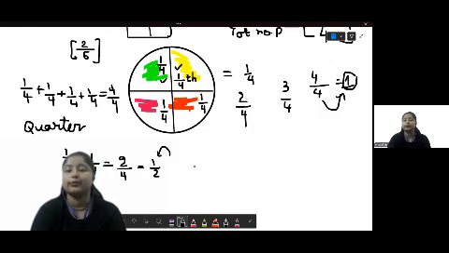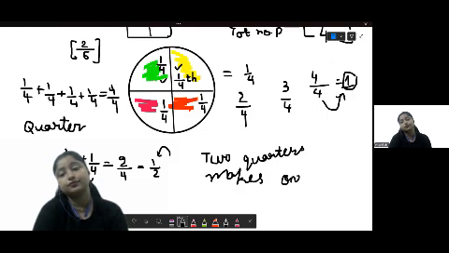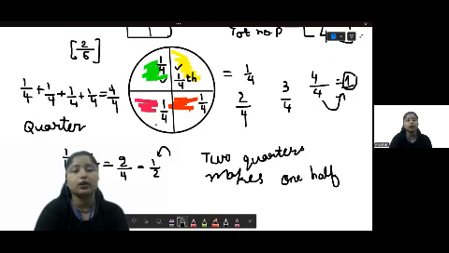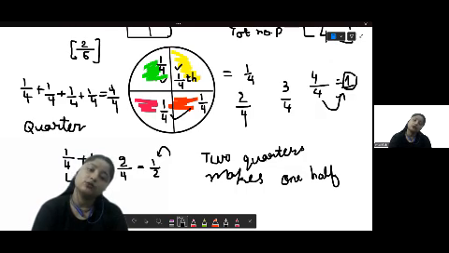We should always remember that 2 quarters make 1 half. Now, the other 2 quarters, if you join them again, will also make 1 half, right? Let's talk about the other 2 quarters, these two. So now let's add this 1/4 plus 1/4. This is also going to be 2/4.